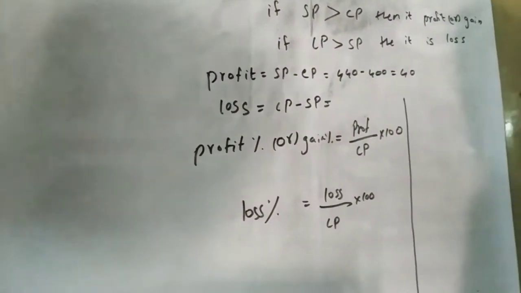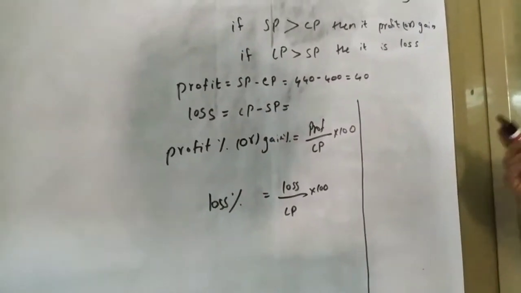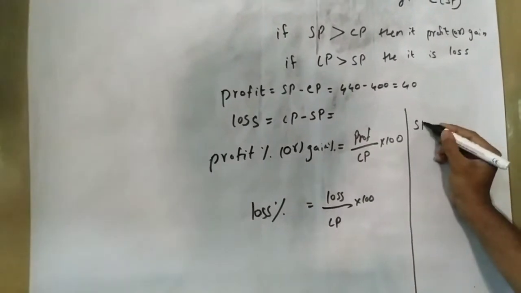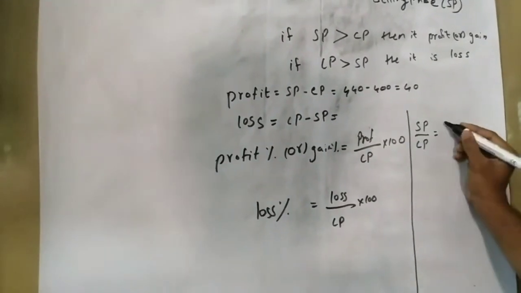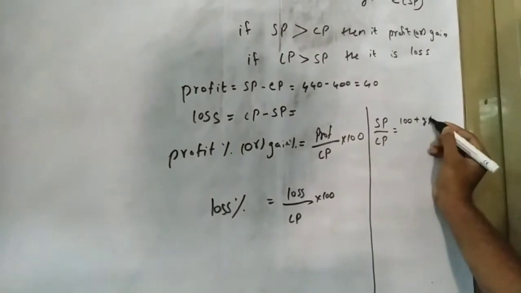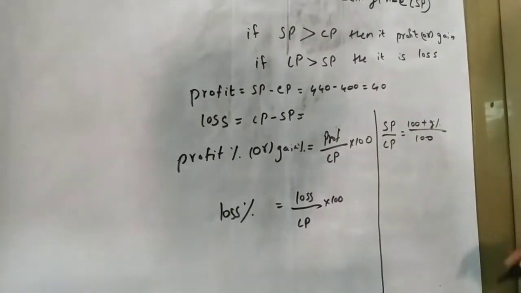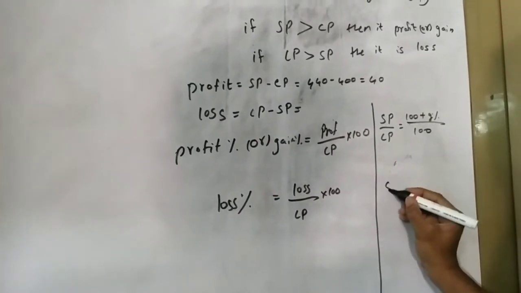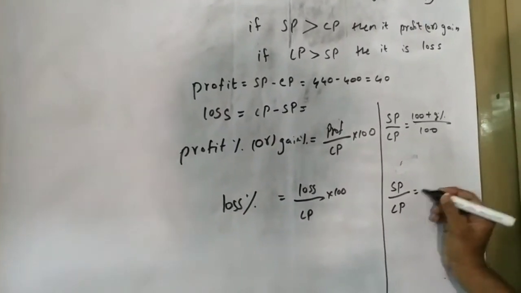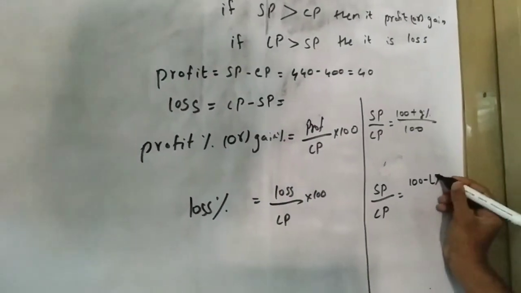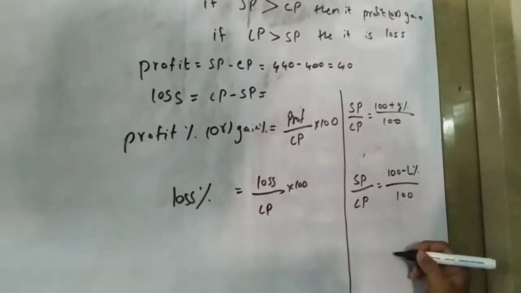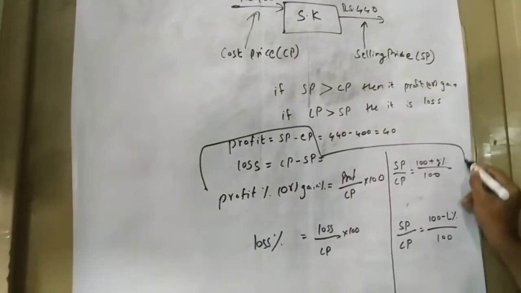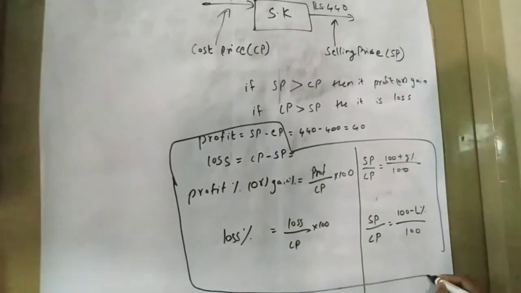And also if SP is given and gain percent is given, to find out the CP, there is a formula: SP by CP is equal to 100 plus gain percent by 100. Or if loss is given, then SP by CP is equal to 100 minus loss percent by 100. So these are the basic formulas we have to remember in order to do these problems.